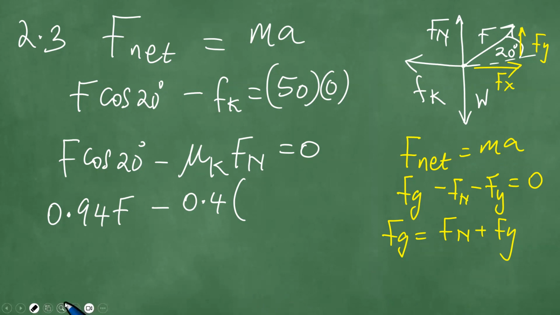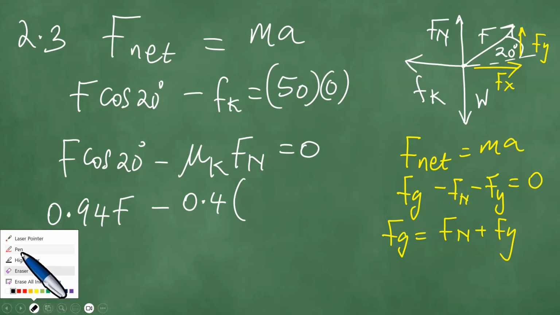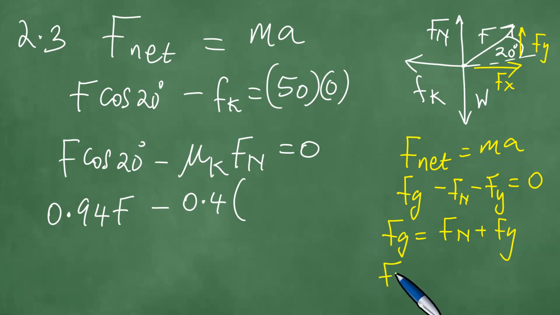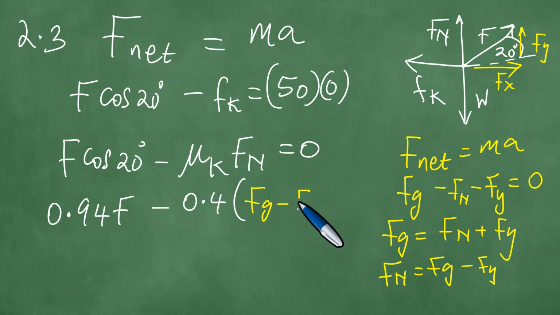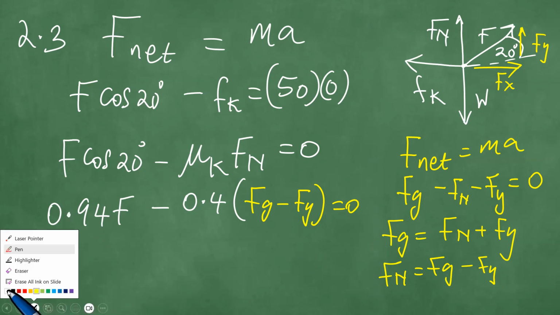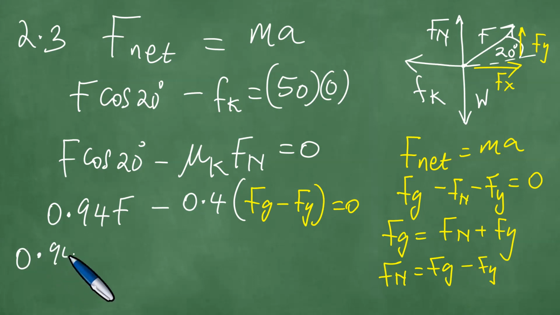So we can find the normal force, which means therefore the normal force is Fg minus Fy. Okay, so you come here, in the place of this, you put the normal force, which is Fg minus Fy, and this is equal to 0. So which is 0.94 F minus 0.4.